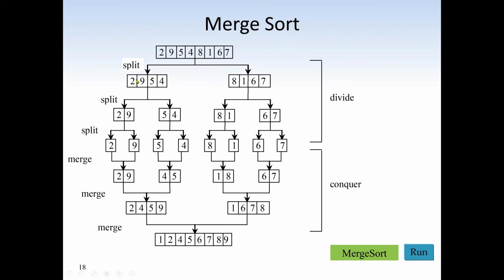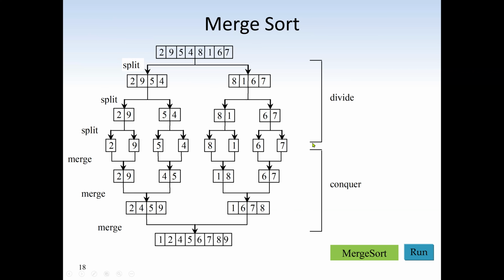We have a left sublist and a right sublist. Then we divide into 2 again. So we have 2, 9, 5, 4, and 8, 1, and 6, 7. Then we divide the items into 2 again. So we have 2, 9. Now it's 2 and 9 separately.